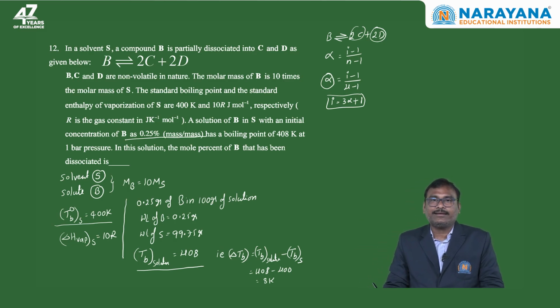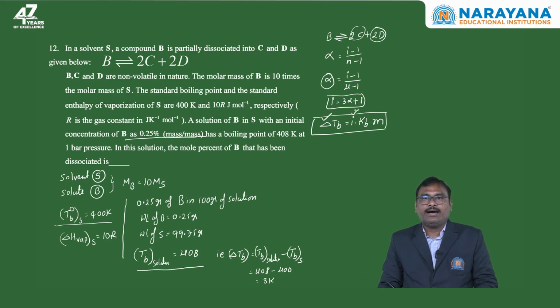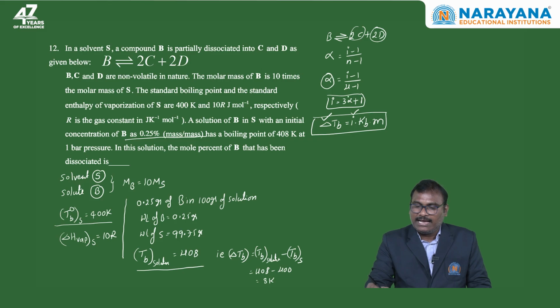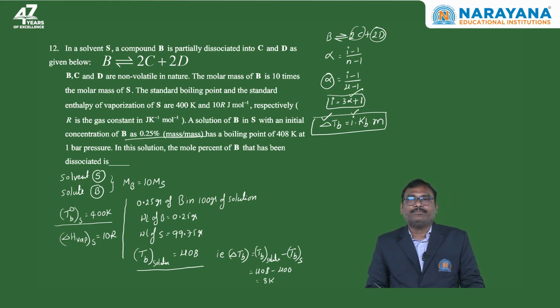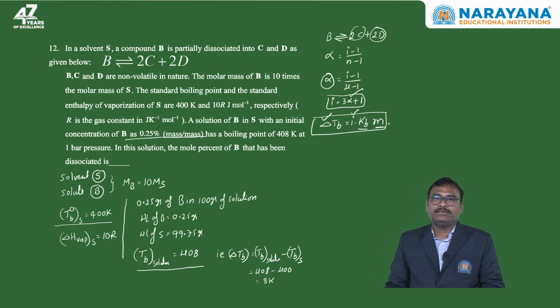To calculate the alpha value, we first apply delta Tb is equal to i into Kb into molality. You have the delta Tb value. Now I have the i value, that is 3 alpha plus 1. I want to find out alpha itself. And I do not have Kb, I do not have molality.